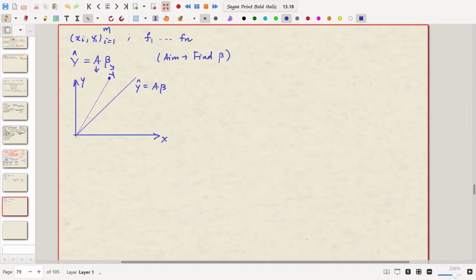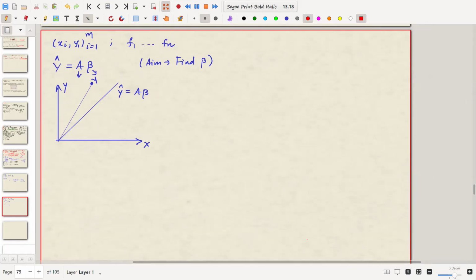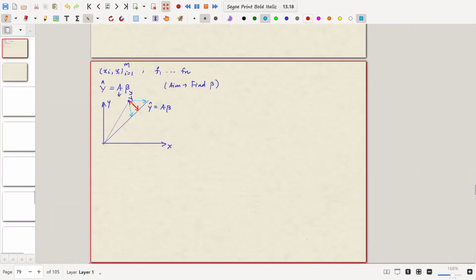What is our aim? Our aim is to minimize the distance between this. And when the distance is minimized, I will ask you one question. You have a choice. Which one do you take to minimize the distance? The blue one, or the red one?